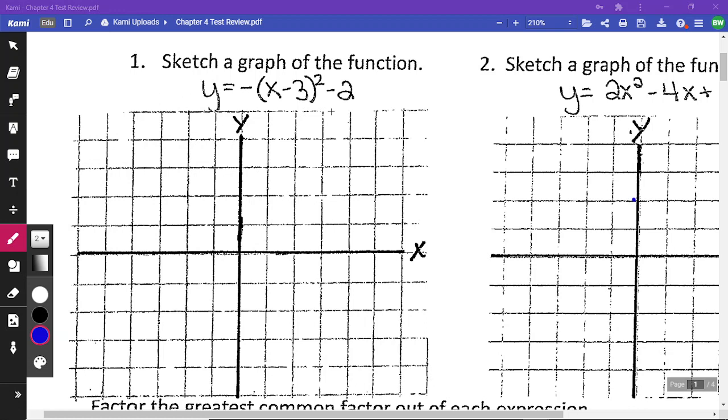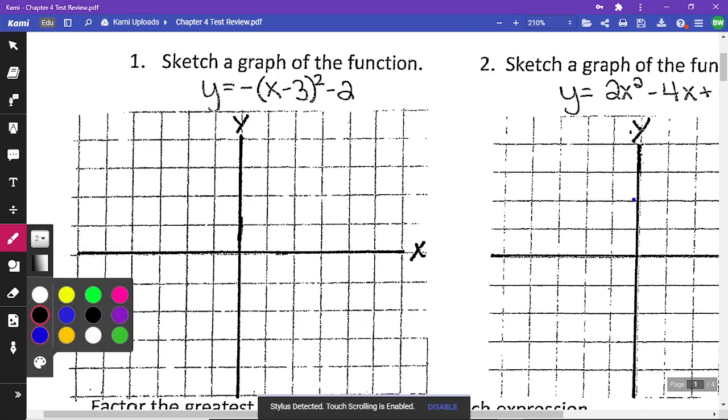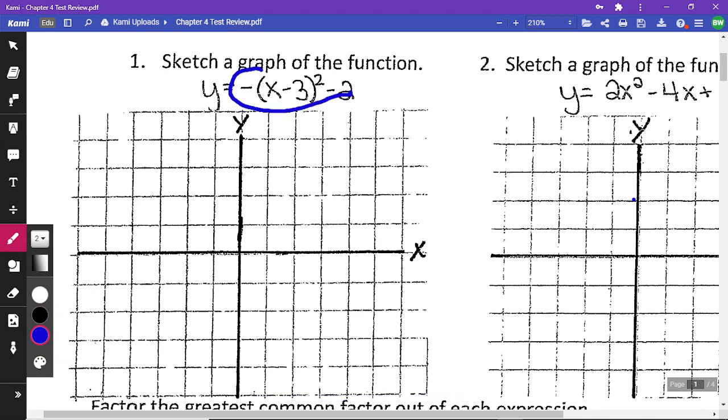These first ones are graphing. The first one is in vertex form. And remember, you recognize vertex form by the parentheses, right? You've got this parentheses here with something squared, and that tells you it's vertex form. That is, the quantity inside the parentheses is squared.